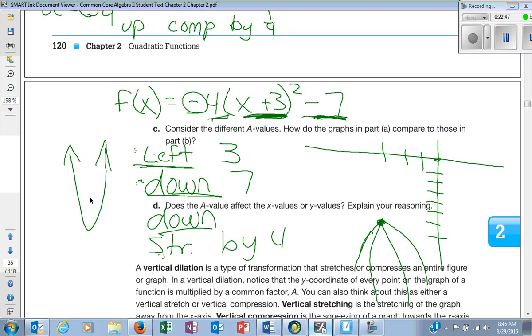Questions? Yes? This is only going to be for vertex form. Yep. Yes, very good point.